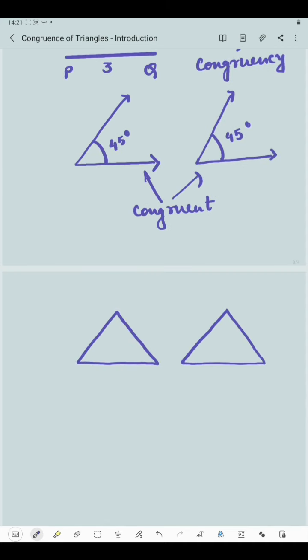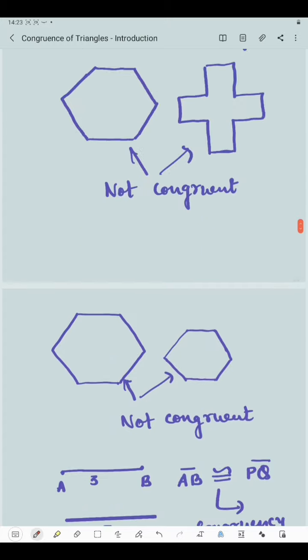Now the question is, when are two figures said to be congruent? Now look at these two triangles. We can say that these two triangles are congruent if the matching sides and matching angles are congruent. These and this, these and this, this and this, and angles these and this, these and this, and these and this are congruent, then only we can say that two figures are congruent. We will understand more about this in the coming videos.